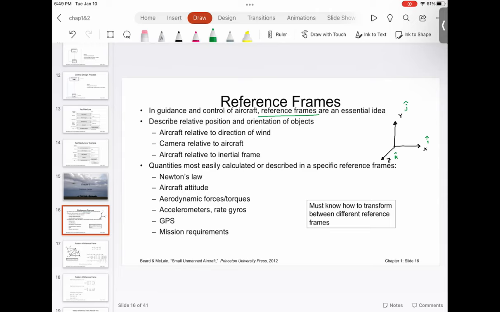Now, if you look at it, we apply Newton's law. Newton's laws cannot be applied in the relativistic frame. If you want to apply Newton's law in a relativistic frame, you have to use the theory of relativity. So Newton's laws are applied in the inertial frame. So at the end of the day, all the forces that are in the body frame, intermediate frame, sensor data, which is in different frames, we need to combine those together and transfer that onto a consistent frame.